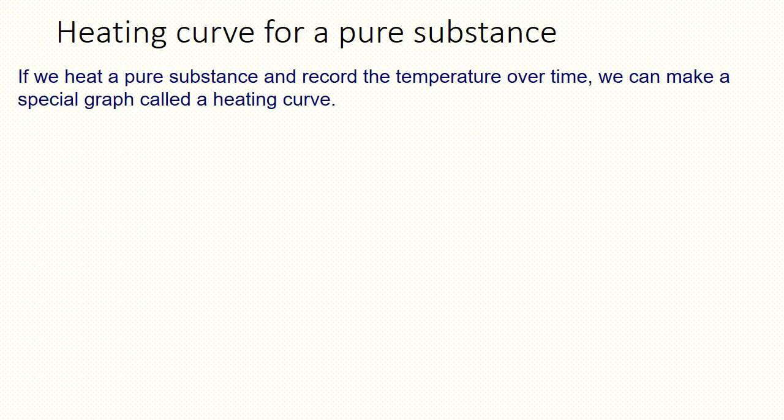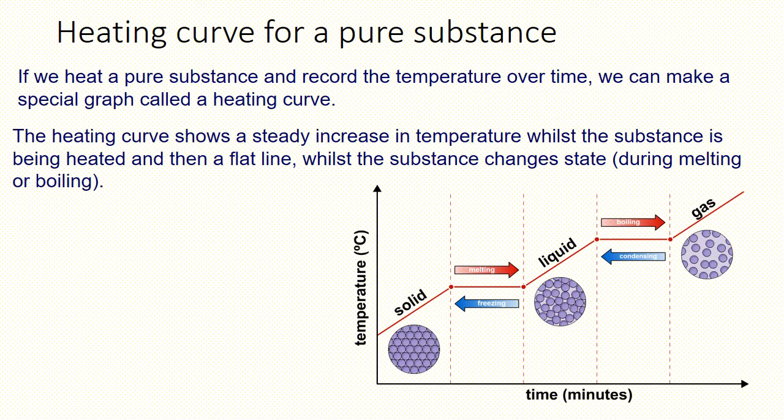So harking back to some earlier work, here we can think about heating curves. For a pure substance, what we can see is that as time goes on, the temperature increases, so our temperature gets hotter, and of course those particles are going to vibrate more, and then it melts. We can see at that point the gradient of the graph is 0. The melting happens at a specific point, so that indicates that it's a pure substance.